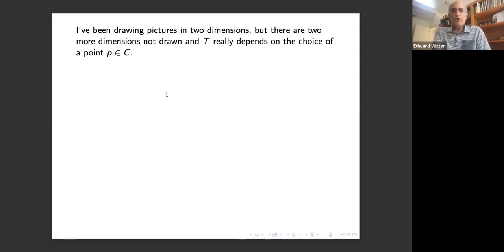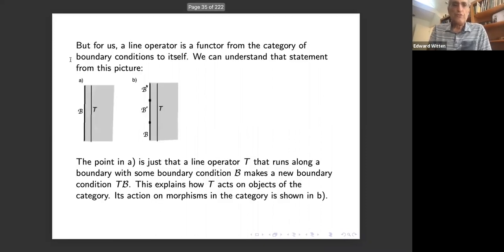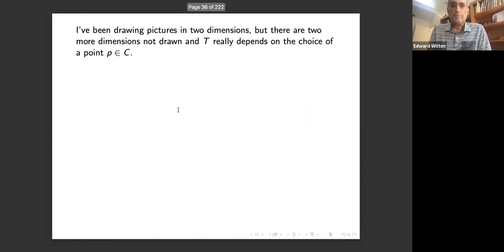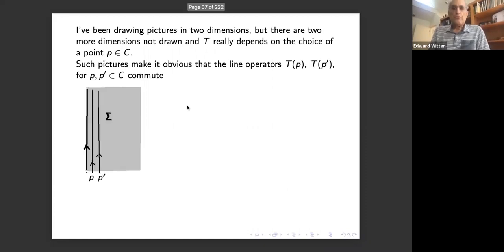Now, I've been drawing pictures in 2 dimensions, but there are 2 more dimensions not drawn, and our line operator really depends on the choice of a point in C. Well, more generally, we could take a line operator supported on any curve in a four manifold. But for today, we will take line operators that live at a point in C times something in 2 dimensions, like what I've drawn. So that means our line operators are really labeled by a point in C.